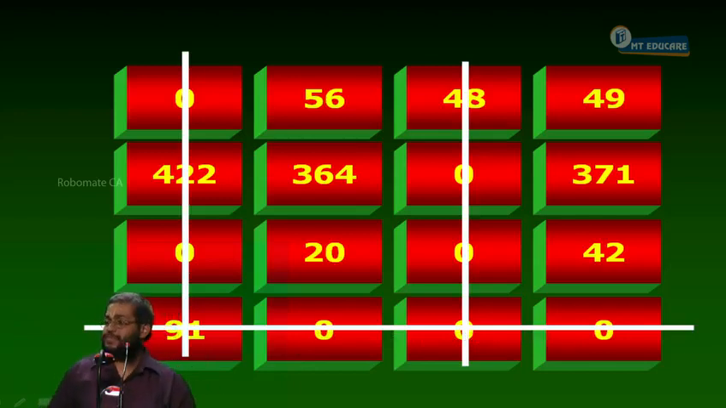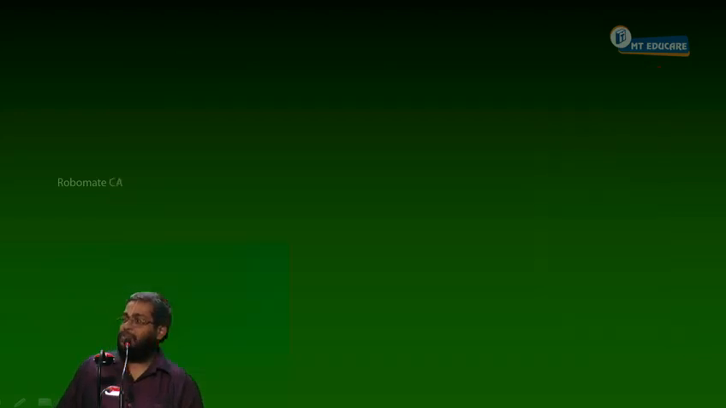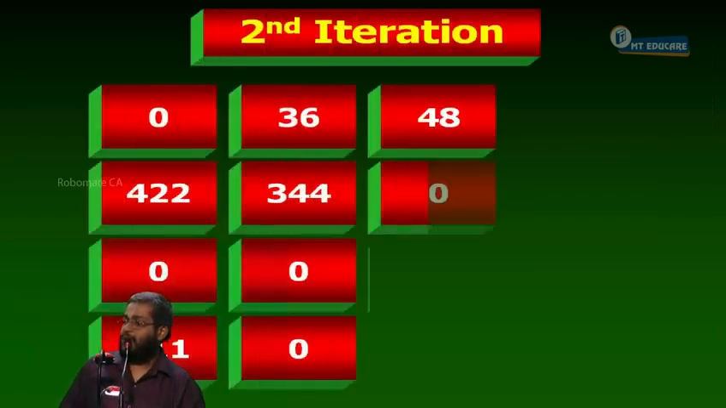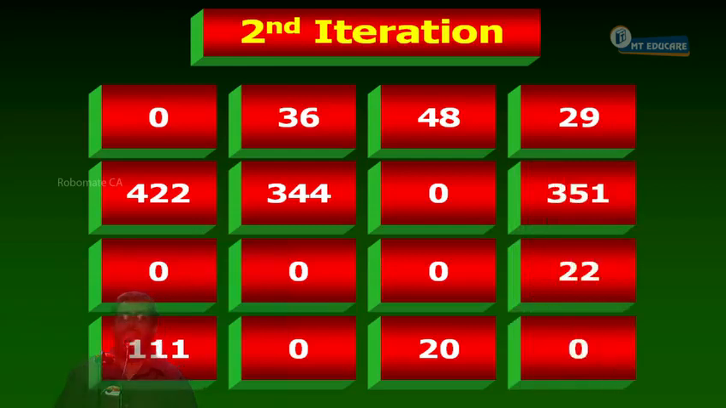Right. Now, next. Step number 7 or 8? Step 8. Improvement 2. Please write the matrix. Now only we discussed. Same thing I'm writing here. Improvement 2: 0, 36, 48, 29; 422, 344, 0, 351.